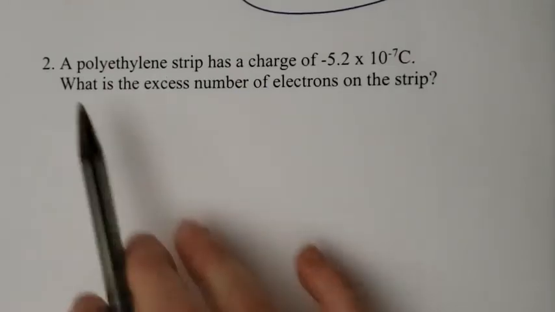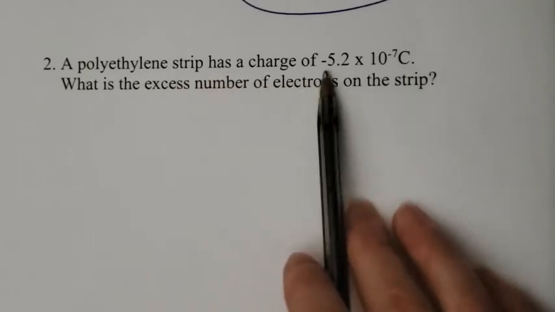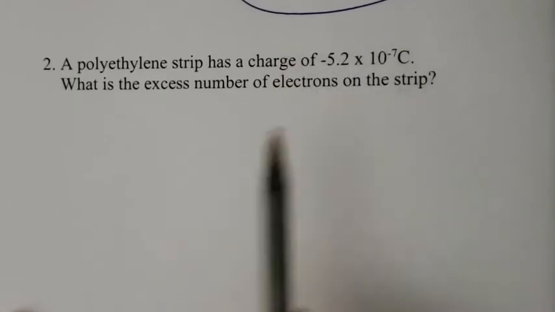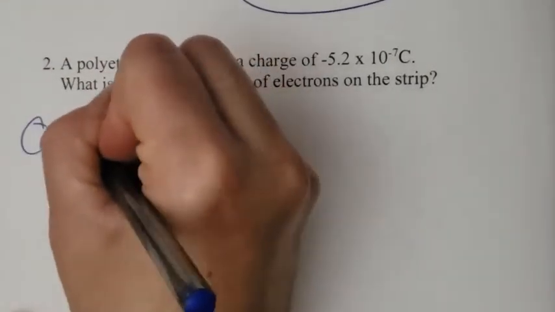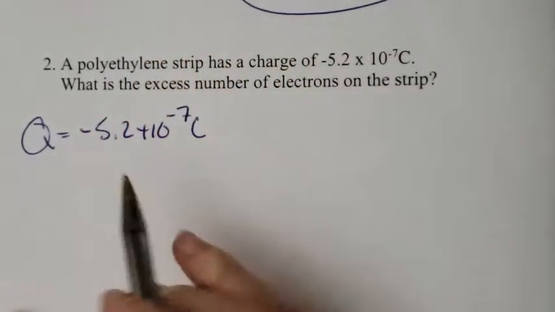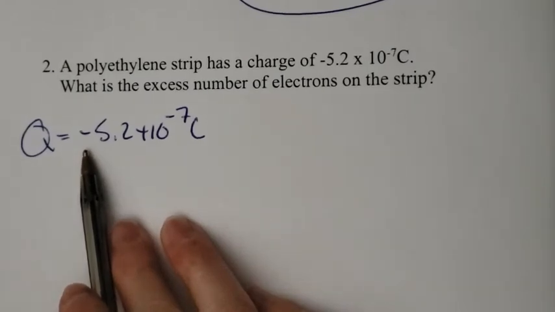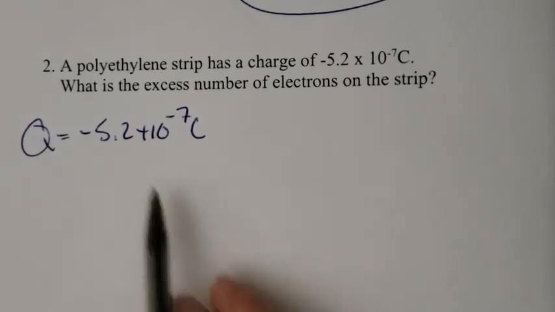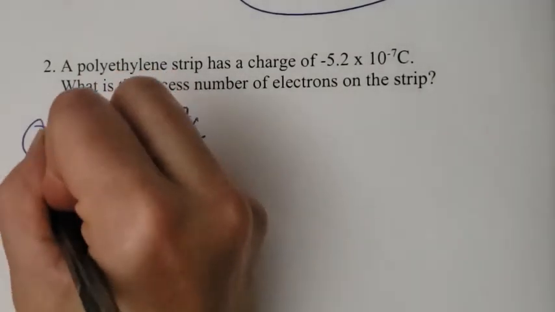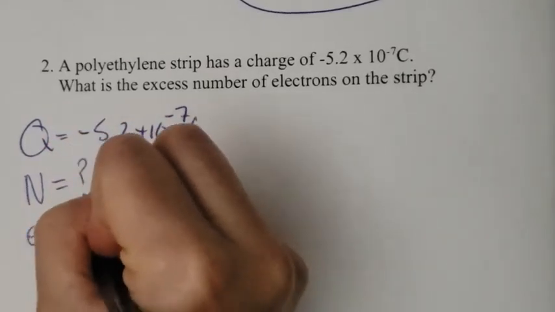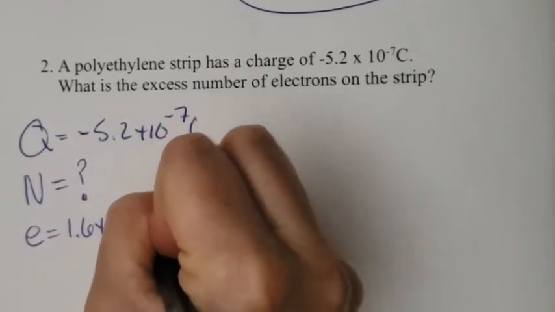Now we're going to try our last example. It says the polyethylene strip has a charge of negative 5.2 times 10 to the negative 7 coulombs. So this is my charge Q. So Q is equal to negative 5.2 times 10 to the negative 7 coulombs. The negative just means I gained electrons. So we ignore it because all the positive negative means is, did I gain the electrons or did I lose the electrons? We're looking for what excess number of electrons. We want to find out how many electrons are we actually talking about here. And then we always have E is 1.6 times 10 to the negative 19 coulombs.